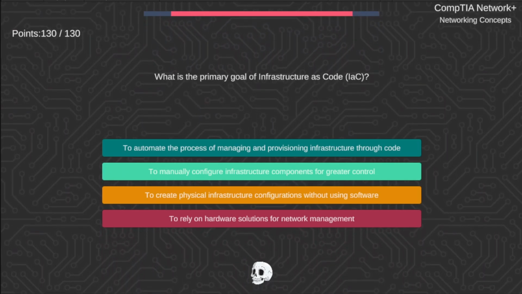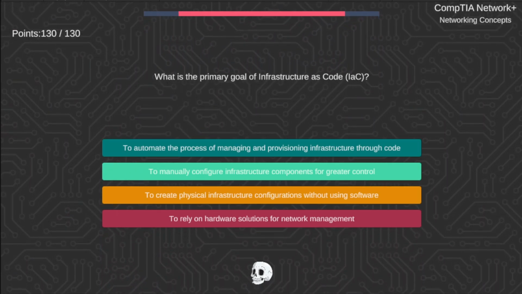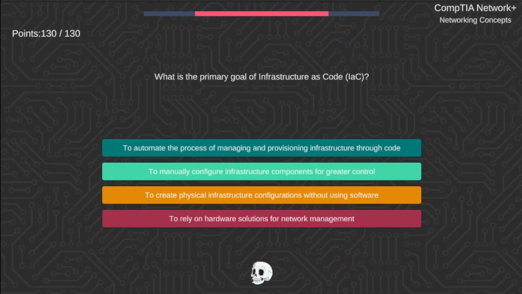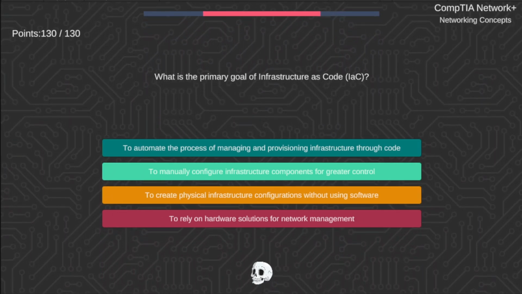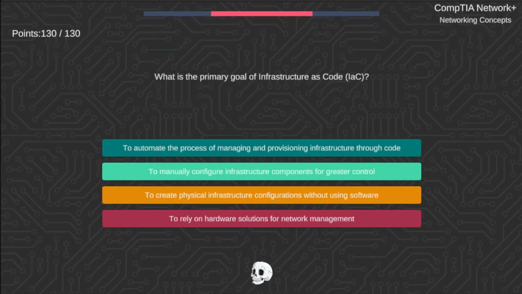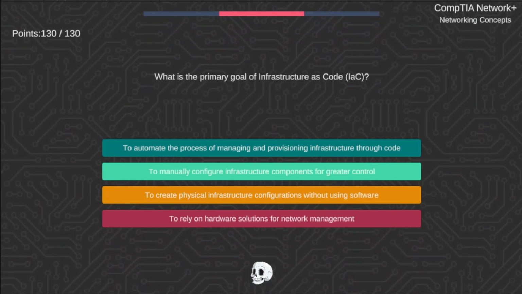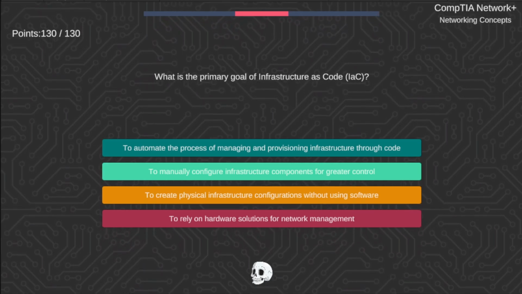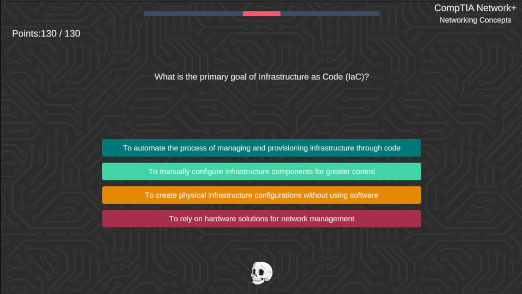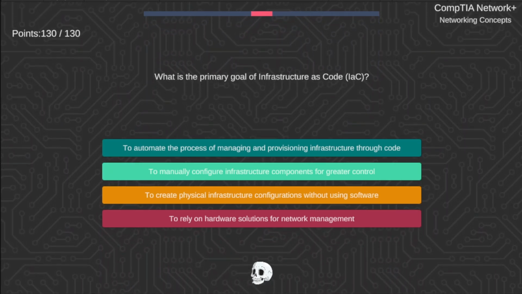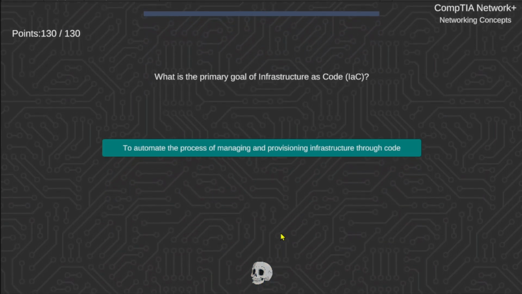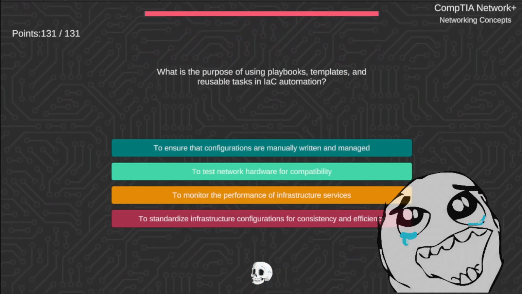To automate the process of managing and provisioning infrastructure through code, to manually configure infrastructure components for greater control, to create physical infrastructure configurations without using software, or to rely on hardware solutions for network management. The primary goal of Infrastructure as Code. Correct answer is to automate the process of managing and provisioning infrastructure through code.